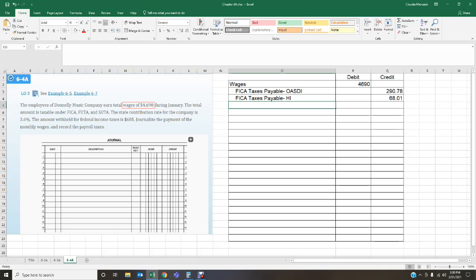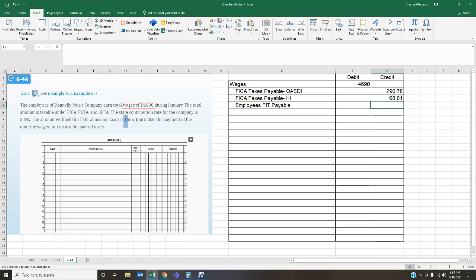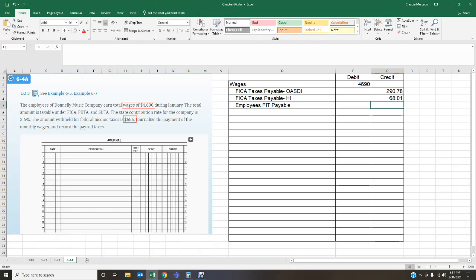Next, we have the employees' federal income tax payable. The federal income tax was provided at $685. So that was given to us in the problem, $685. Let me make this like this, so it can be a little bit cleaner.